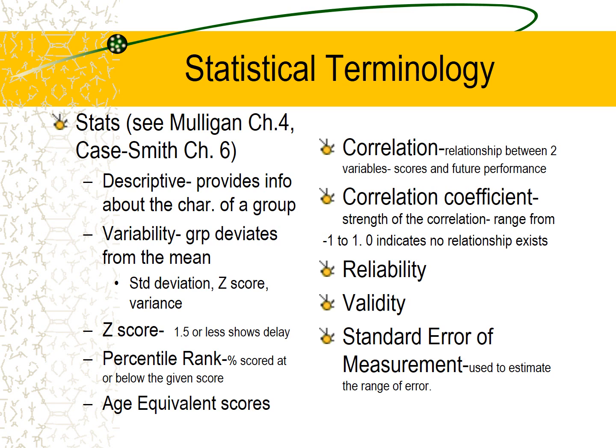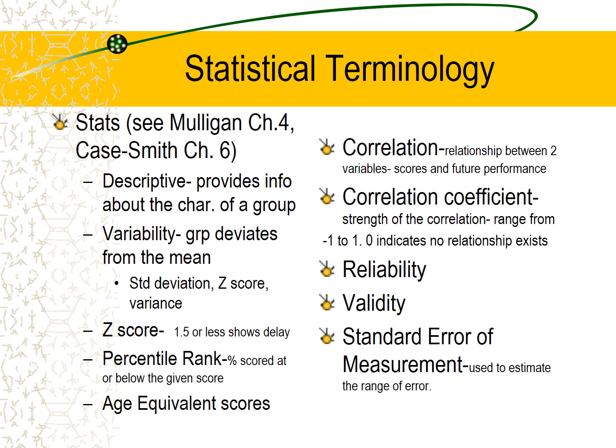Variability looks at how far away our client deviates from the mean. So again, looking at variability, you're looking at the group and how far it deviates from the mean. The mean is sort of the average, right? The average, the middle ground. Not to be confused with the median. When I get to the bell curve, I'll show you what I mean here. But the mean is sort of the average, okay.